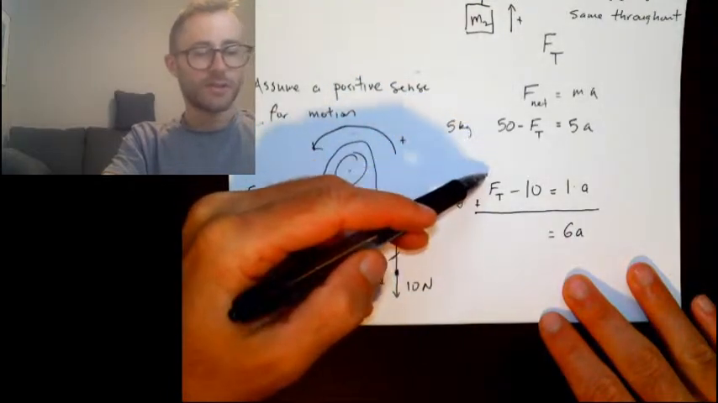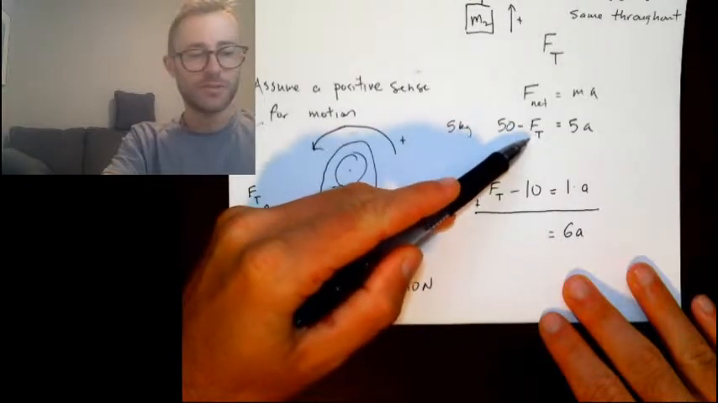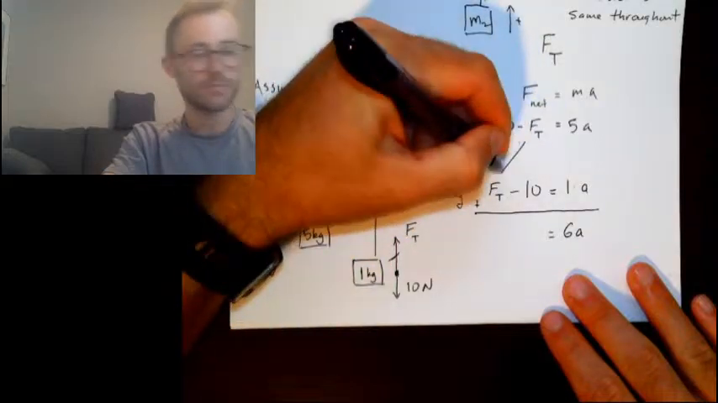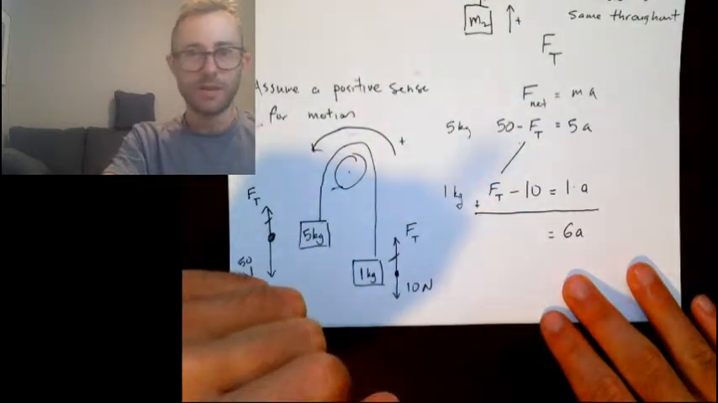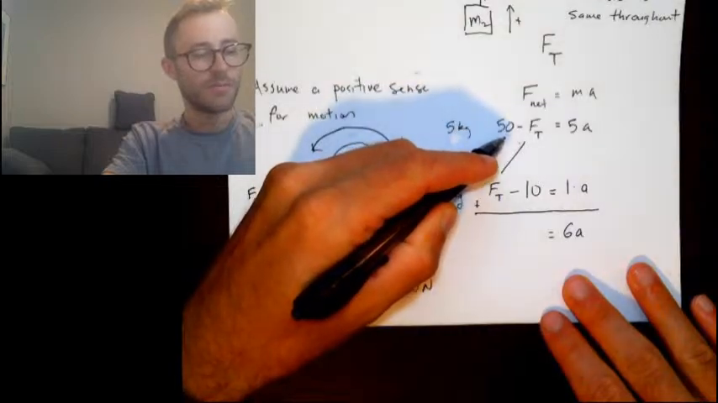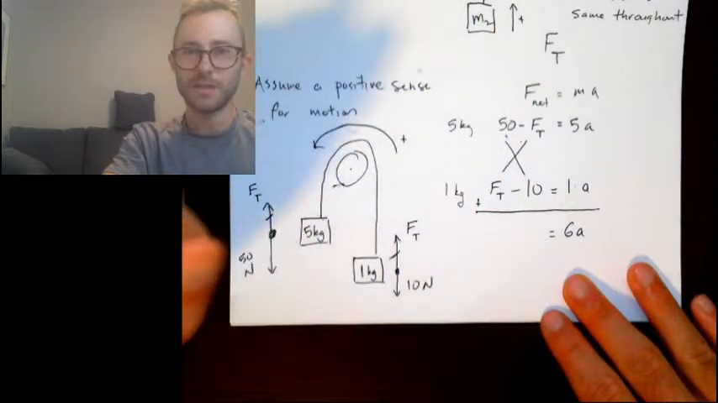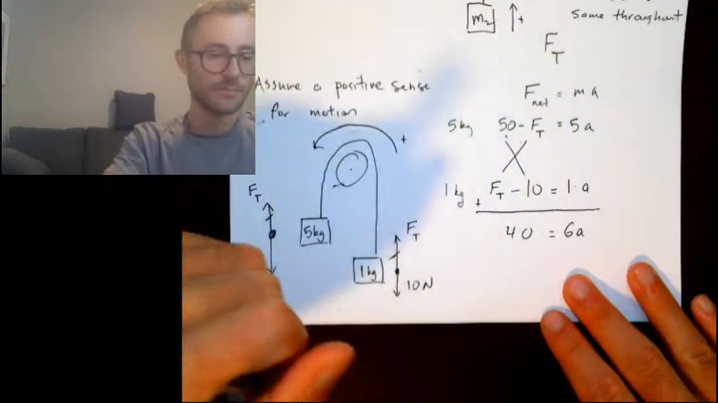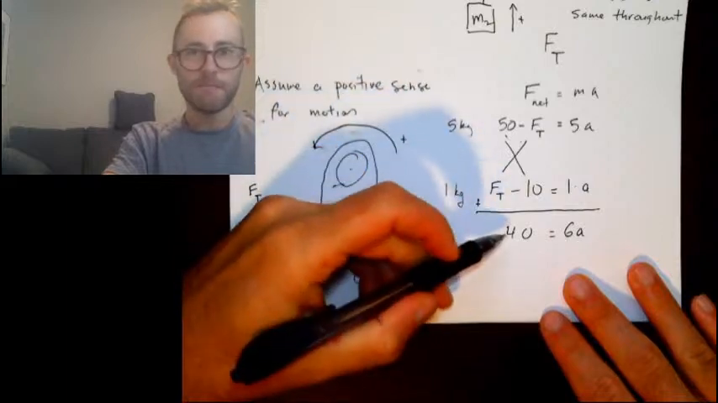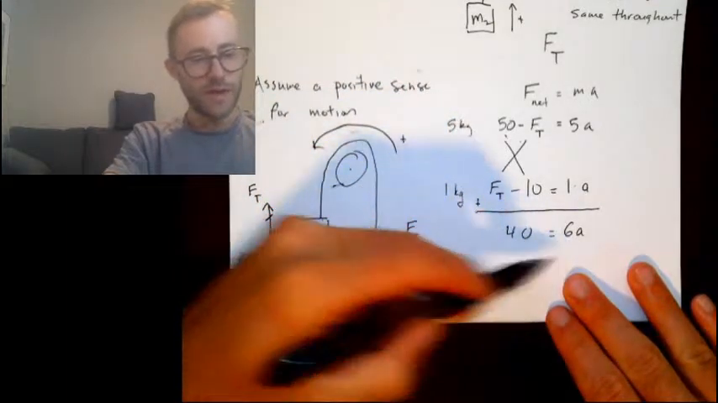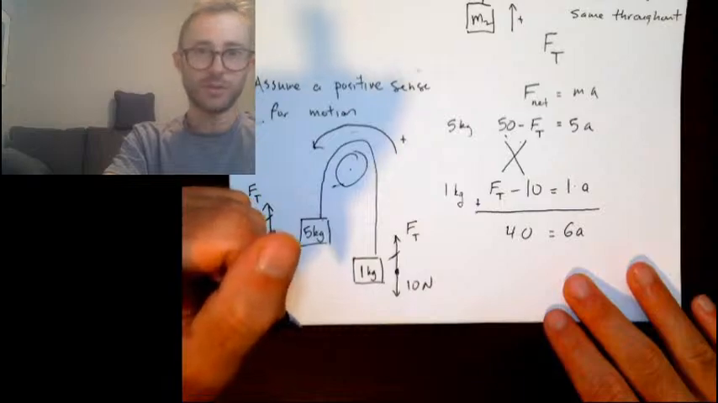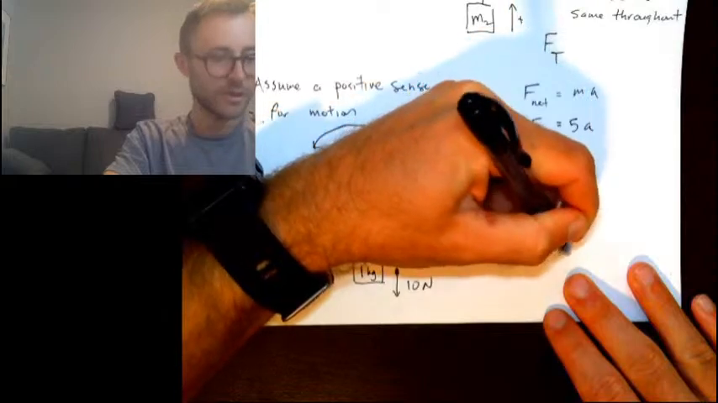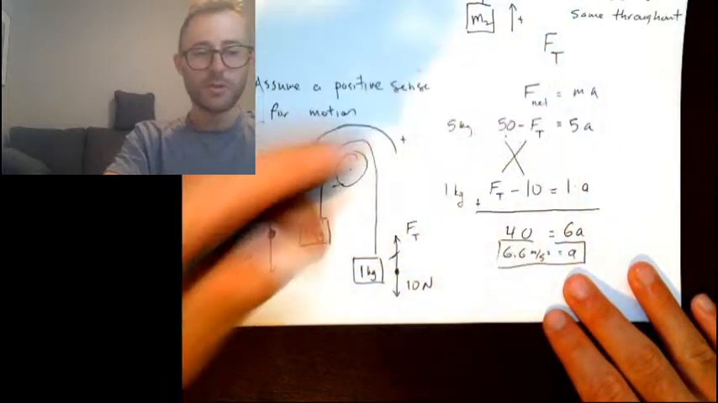On the left-hand side, notice how we have minus f sub t and we have plus f sub t. So when we add those, they cancel each other out. And then we have 50 minus 10. 50 minus 10 is 40. Okay? So then we can divide both sides by 6, and we would get 6.6 meters per second squared as our acceleration. So we're halfway there.